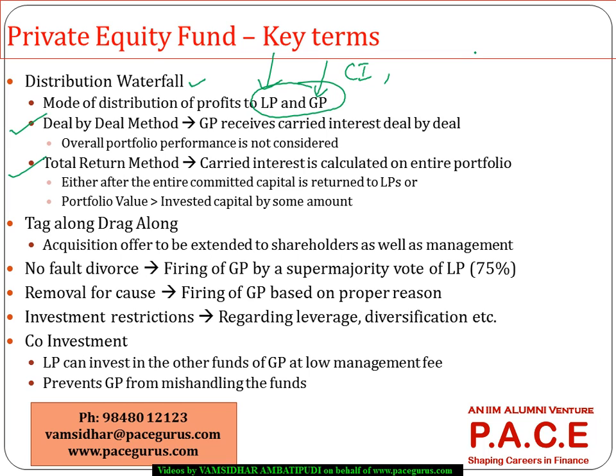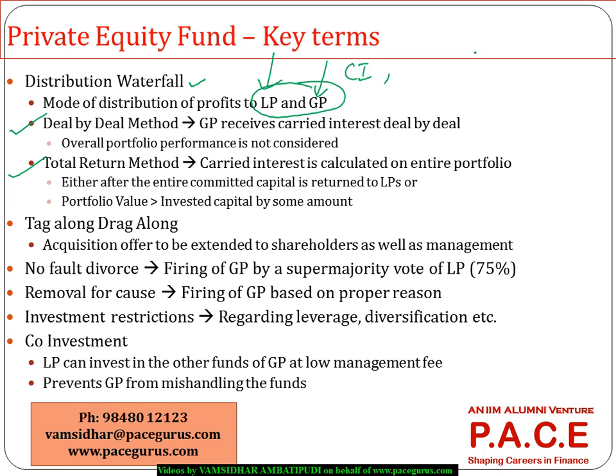But it may so happen that even though the overall portfolio has not generated enough profit, it is very much possible that the general partner is able to make some carried interest in the deal. So it has to be very carefully evaluated, and the benefit mechanism needs to be designed if at all we are going with a deal by deal kind of mechanism.